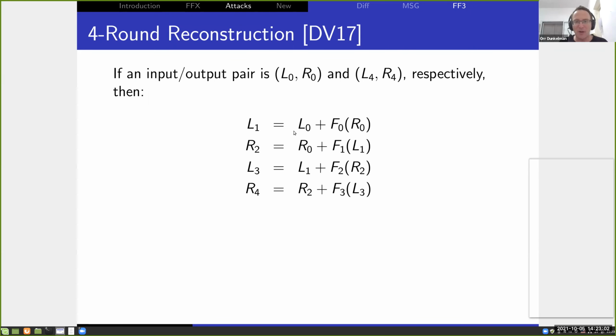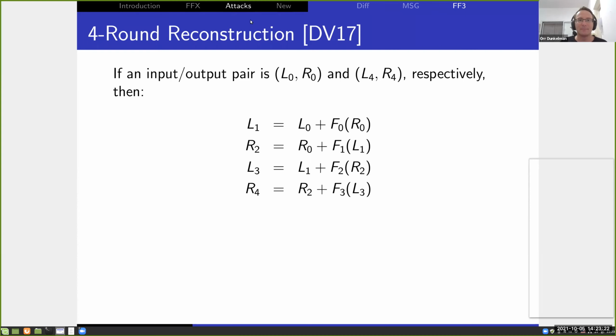And the 4 round reconstruction is a bit technical, so I'm just going to give the main idea. We look for the case where this is indeed a 4 round Feistel construction. These are the relations that happen. This is just writing down the encryption and calling the values left, right, just like they're supposed to be.